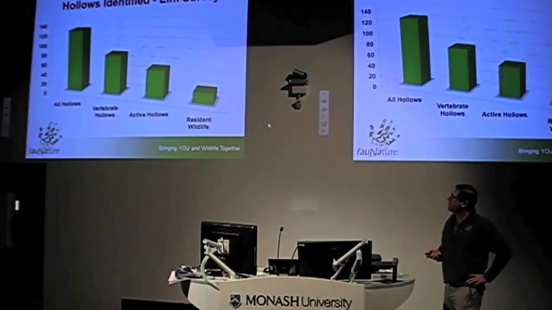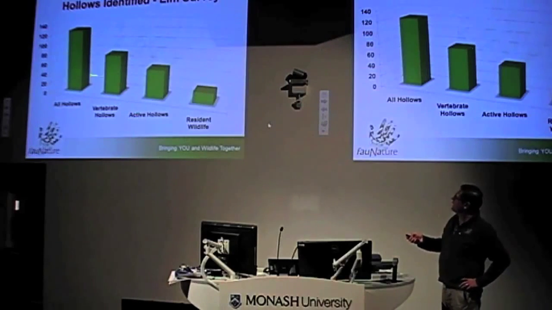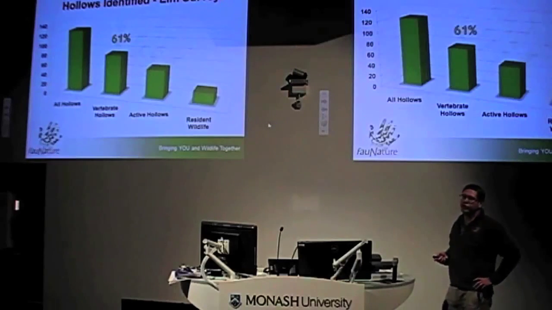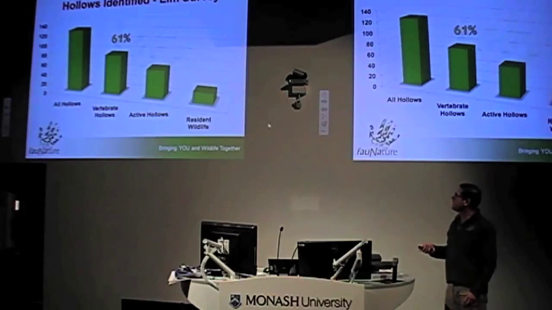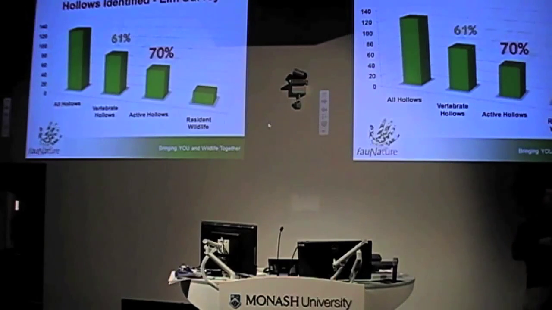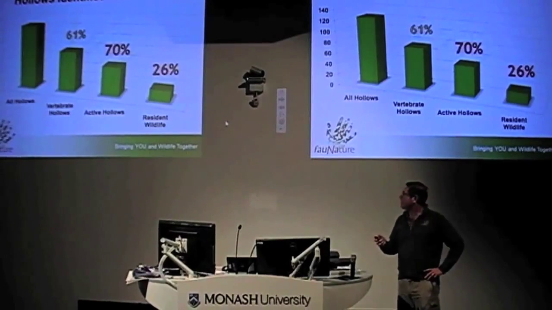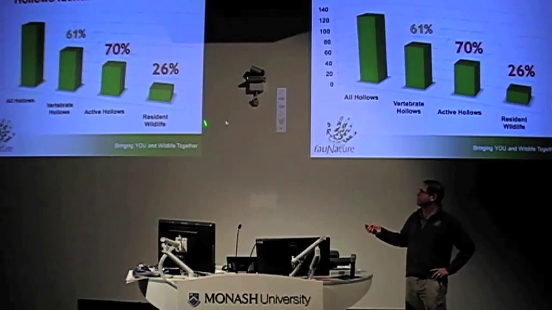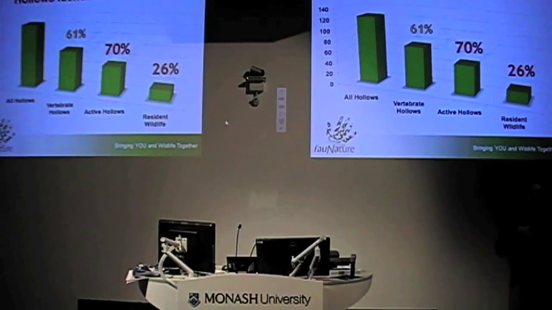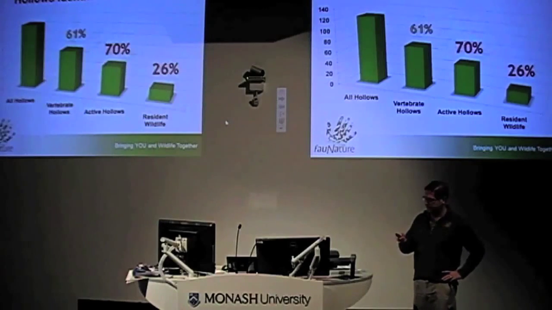Of those 24 trees, there are about 125 hollows that we could count within those trees. Something like 75 of those hollows, or 61%, were large enough to take vertebrates. So they could be bats, could be birds, could be possums. 70% of those that were big enough had actively been used relatively recently. And on the day, which was in summer when we did it, 26% of them actually had resident wildlife in them. Oh sorry, it was during the breeding season, not after the breeding season. One of the recommendations was we take them out after the breeding season. So a quarter of the hollows that were available actually had wildlife in them.